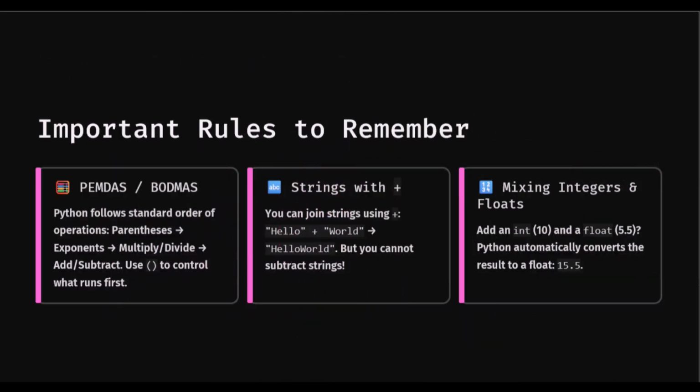To wrap things up, let's go over some important rules to keep in mind when working with these operators. First, Python follows the standard order of operations, often known as PEMDAS or BODMAS. This means it calculates parentheses first, followed by exponents, then multiplication and division, and finally addition and subtraction. You can always use parentheses to manually control which part of your math runs first.